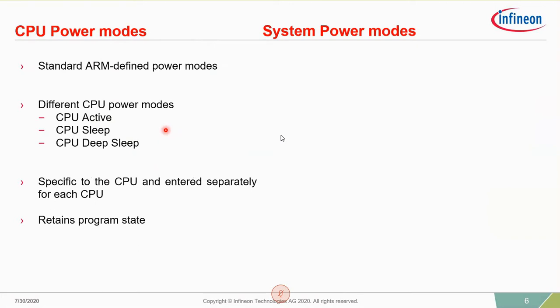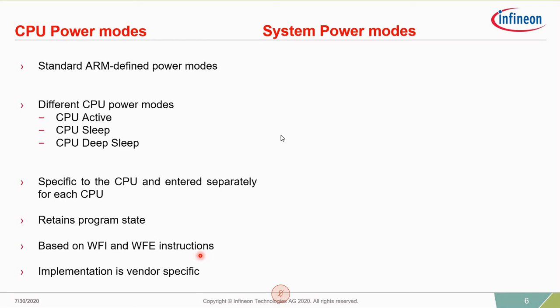And these CPU power modes are based on WFI and WFE instructions, which are the wait for interrupt and wait for event ARM instructions. The implementation, however, is vendor specific. So if we need any device specific details like the current consumption, then we'll have to refer to the vendor documentation.